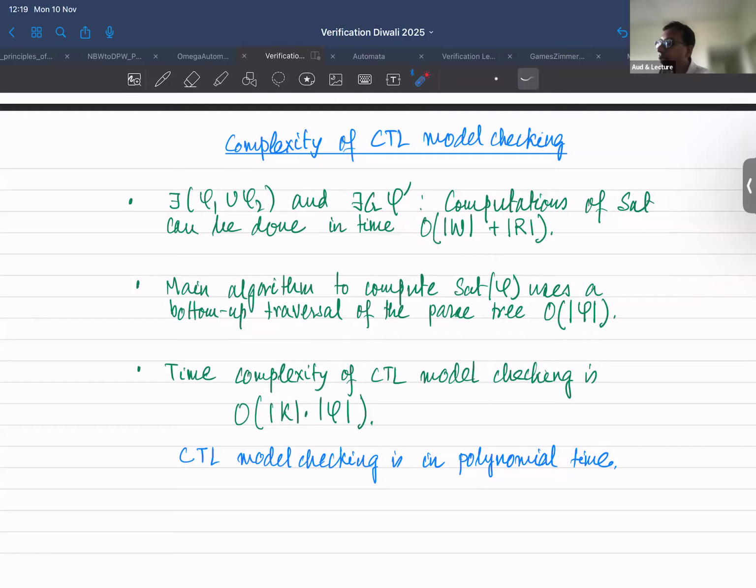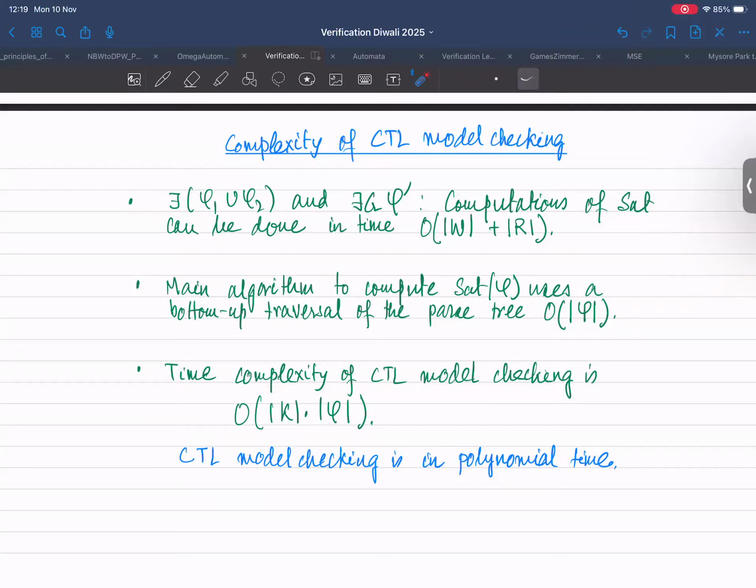Since the number of subformulas is of the order of the size of the formula phi, the time complexity of CTL model checking is big O of the size of the Kripke structure times the size of the formula. Hence CTL model checking is in polynomial time. We have seen that LTL model checking was, what was the complexity of LTL model checking?